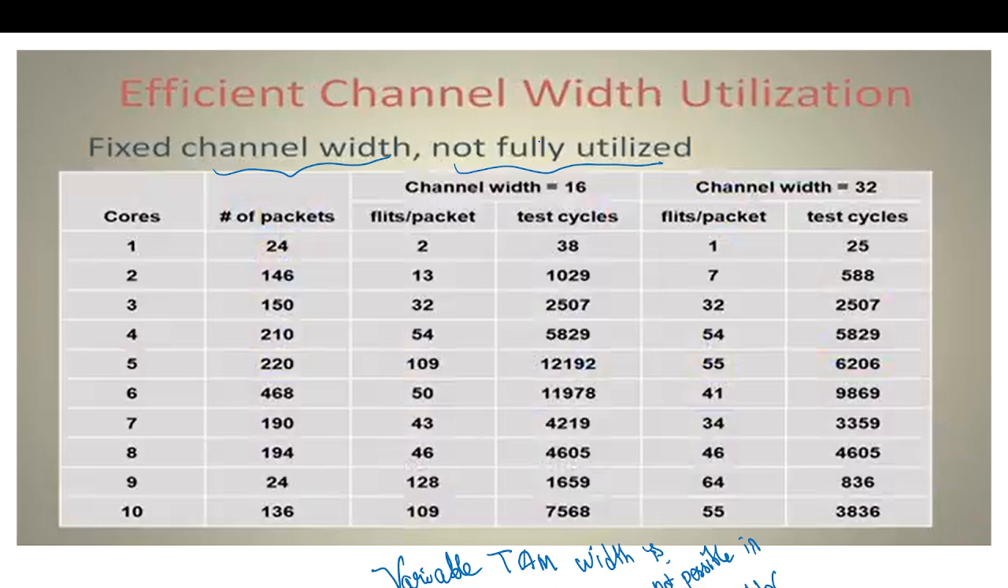We said that only a fixed width is possible, so it is not fully utilized. If 16 is the channel width and we want to transmit only 8 bits, then the rest of the 16 are going to be unutilized. So this formula we have already seen. What are the flits and flits per bit?